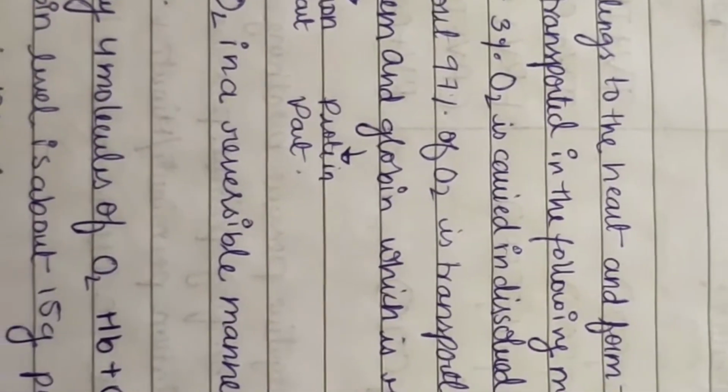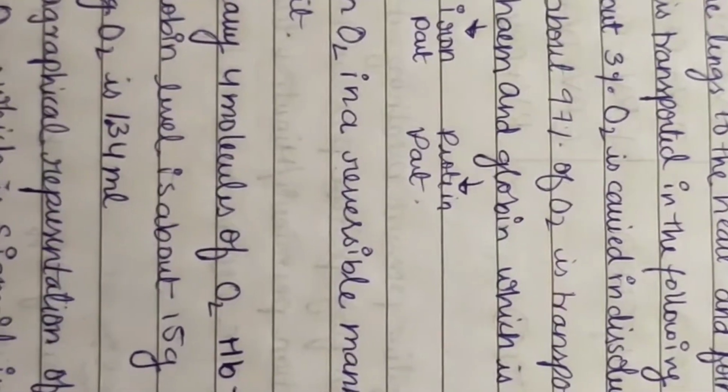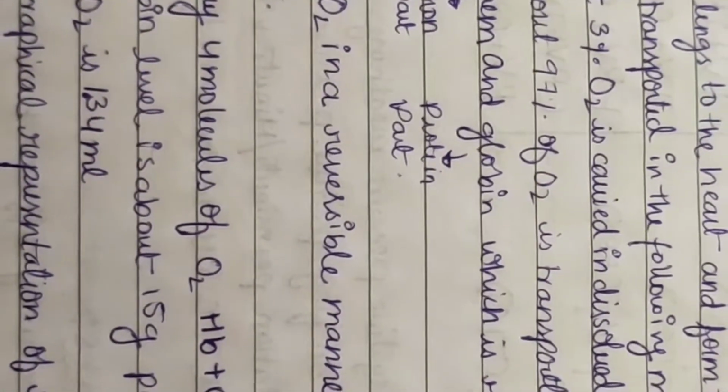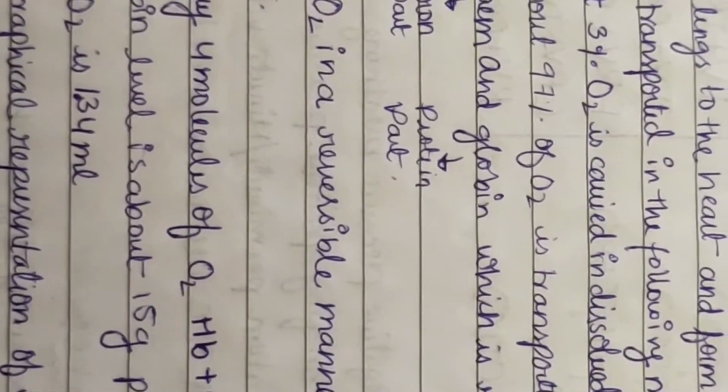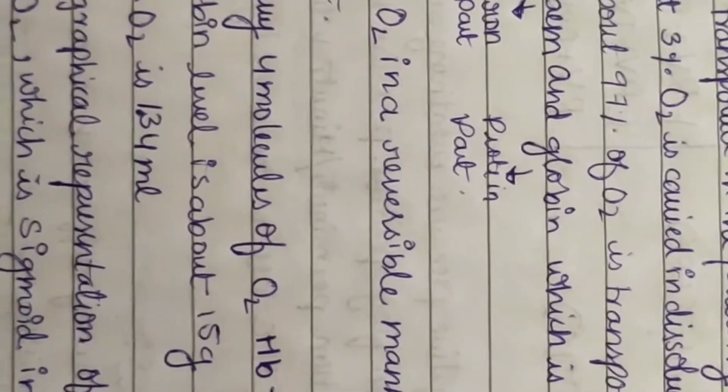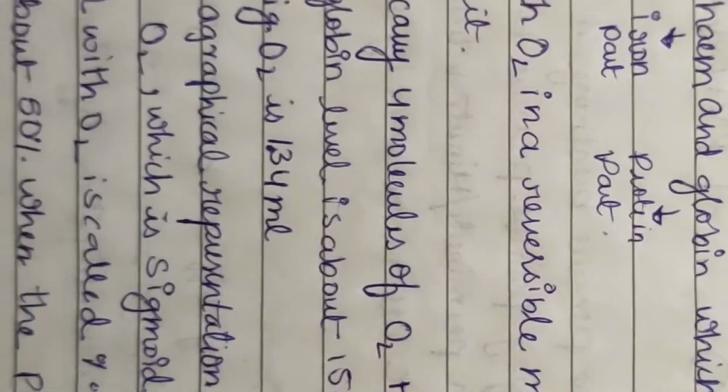A single molecule of Hb can carry 4 molecules of O2, that is Hb plus O2 gives us HbO2. In a normal person, the hemoglobin level is about 15 grams per 100 ml. The capacity of 1 gram of Hb for combining with O2 is 1.34 ml.